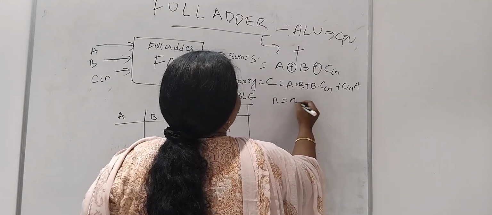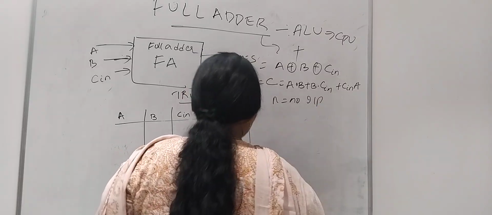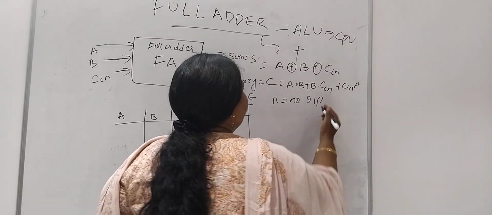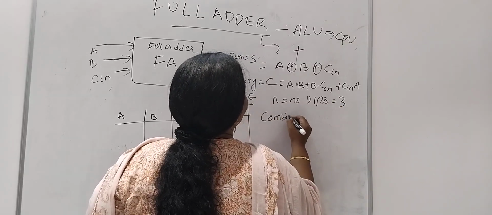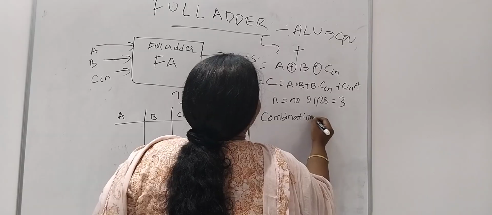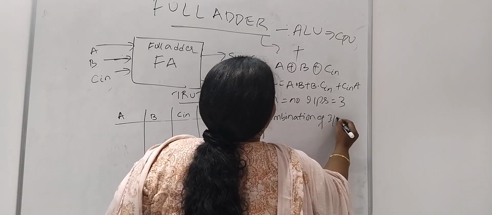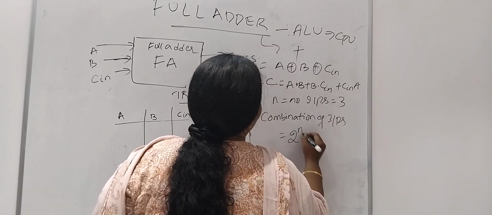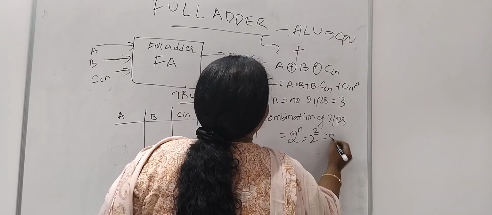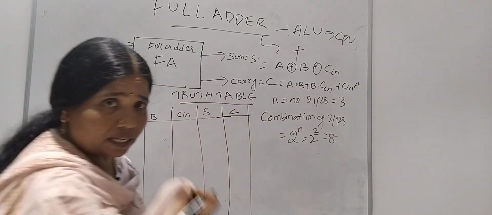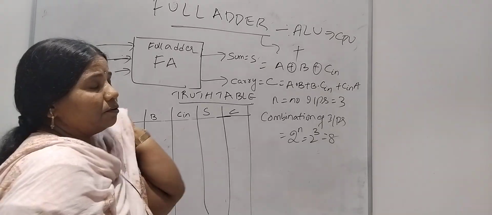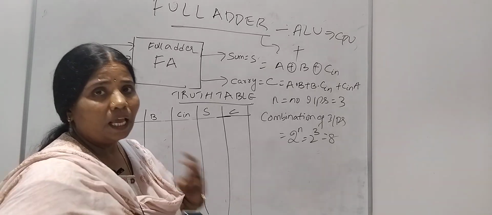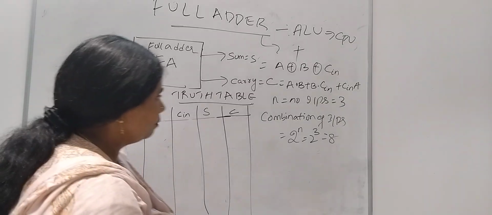So how many combinations of inputs can you have? N represents the number of inputs. How many inputs are you giving here? 3. How many combinations of inputs can you give? 2 to the power of n. That is nothing but 2 to the power of 3, that is nothing but 8. Isn't it? So the different combinations of inputs you can give is given by the expression 2 to the power of n, where n represents the number of inputs.